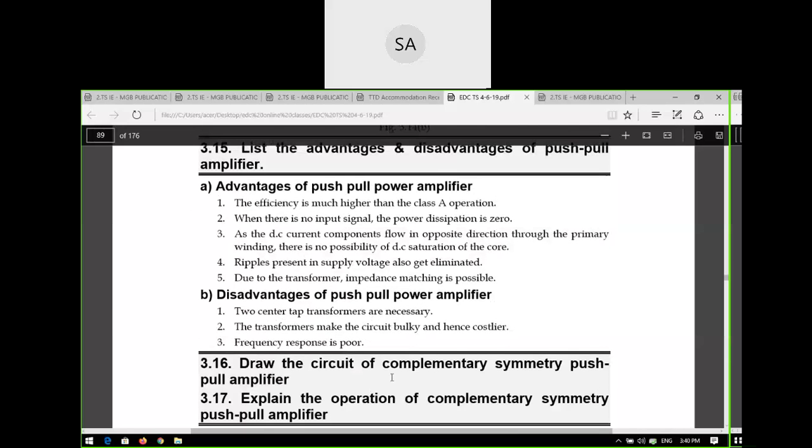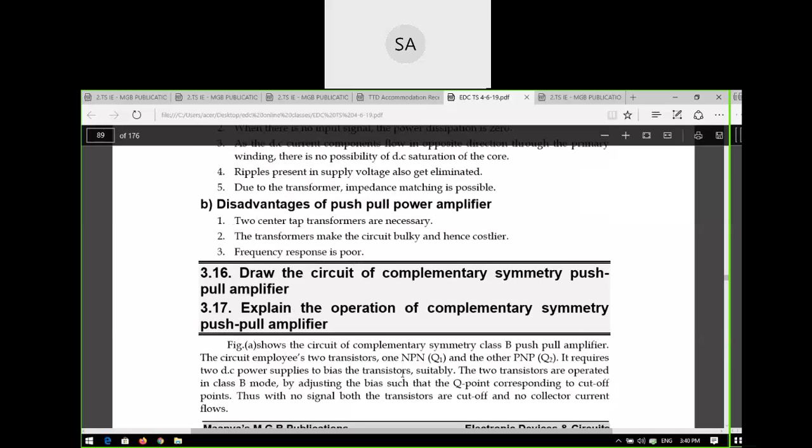So next, what will happen? Due to the transformer, impedance matching is possible. We already discussed this. Since the transformer is present, maximum efficiency, or maximum transfer of energy, will take place. So what is the major disadvantage? Two center tap transformers, because it is a costly affair as well as bulky. The two center tap transformers will make it more costly as well as more bulky, so size is also more. So the circuit is bulky as well as costlier. And due to the transformer, the frequency response is poor.